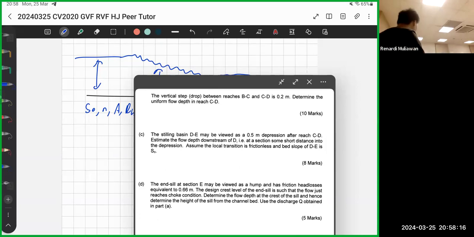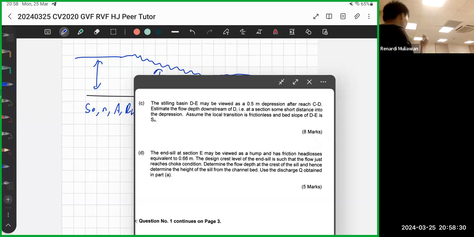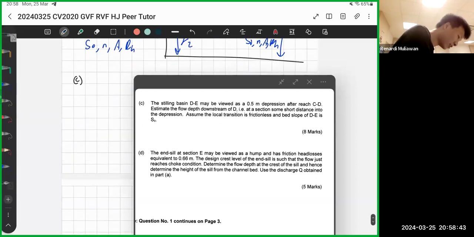It's asking for the uniform flow. It only cares about Manning. So as long as your properties are the same, uniform flow is the same. But in part C, it's asking for the flow depth downstream of D at a short distance, so you need the EY diagram. I hope this is clear. This one I'll just skip because I think you know how to do part C.